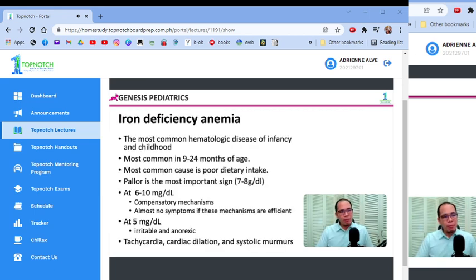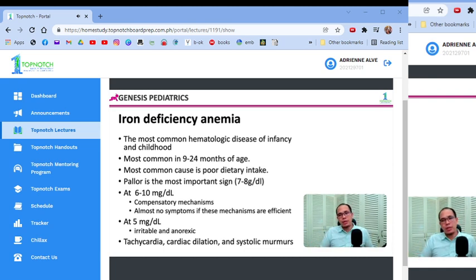Okay? So please do remember, age group, it's 9 to 24 months of age. The most common cause is dietary intake. Okay? The most important sign, this is from Nelson's, is your pallor. Okay? Pallor is usually seen when it reaches the level 7 to 8 grams per deciliter. So please take note of that. So yun nga, usually, anemic na yung patient pero wala ka pang physical signs and symptoms. So that's why a lot of times IDA is also missed out.